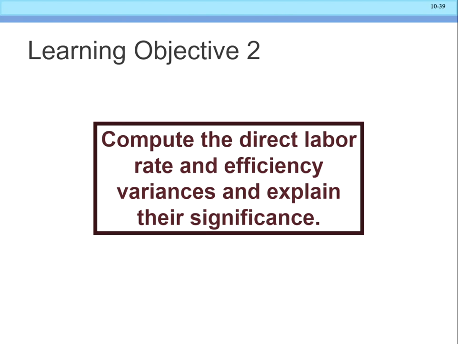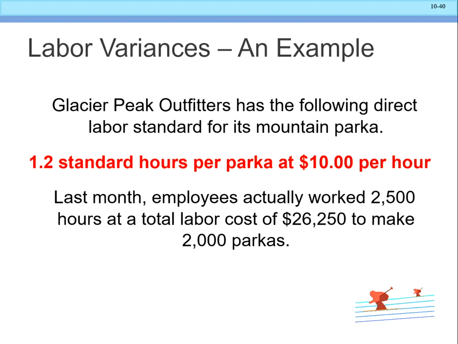Compute the direct labor rate and efficiency variances and explain their significance. When it comes to labor, instead of saying price variance, we say rate variance. And instead of saying quantity variance or volume variance, we say efficiency variance, but it's still the same approach. So let's look again at the production of packer. The standard says we should use 1.2 hours per packer, and we are paying $10 per hour.